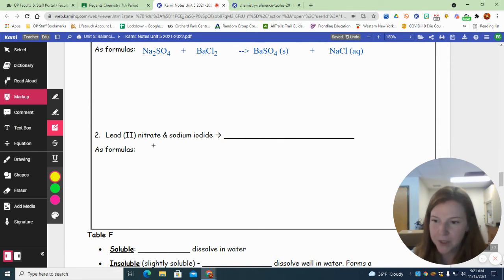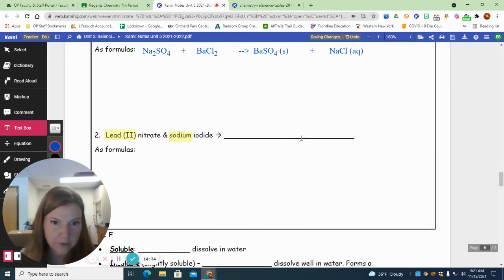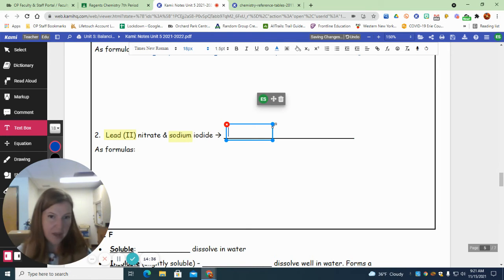All right, so lead 2 nitrate and sodium iodide. Let's think about what would happen here. We're going to swap the cations, so the sodium and the lead 2. So what am I making? I am making sodium nitrate and lead 2 iodide.